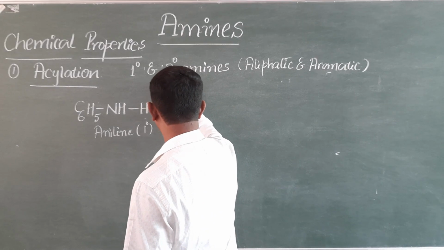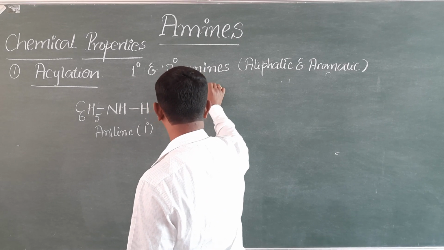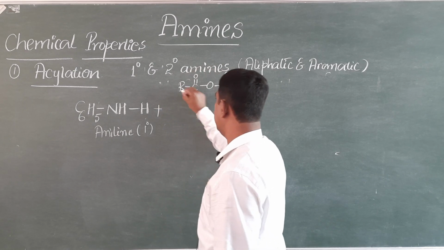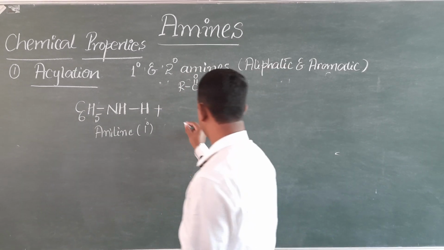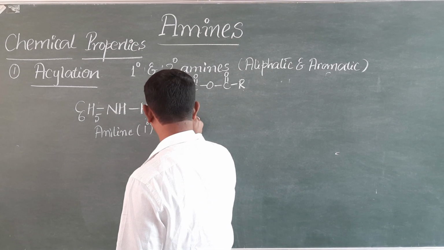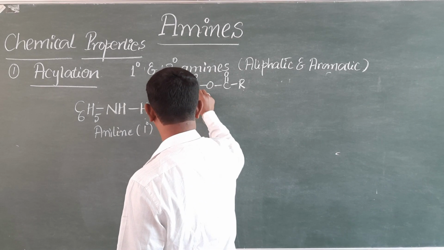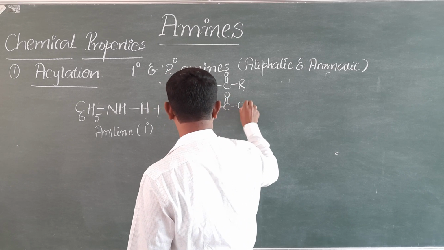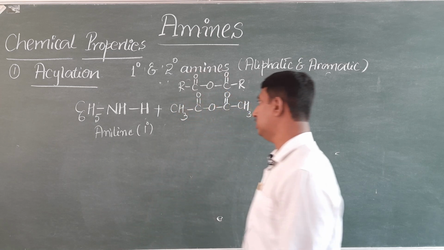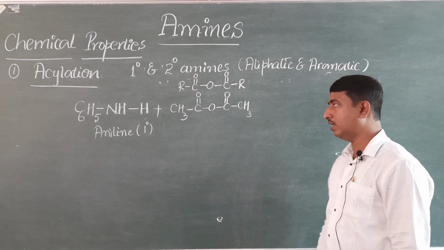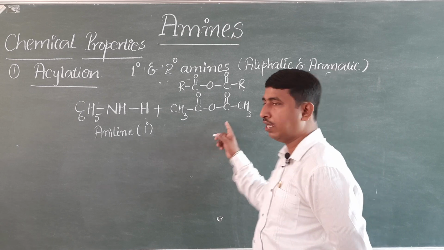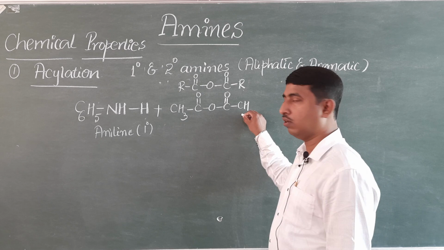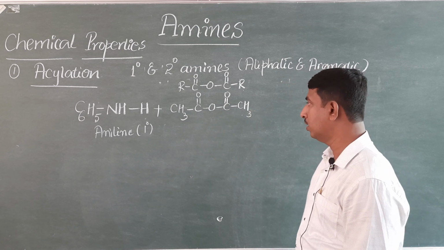See, when it is made to react with, I will take acid anhydride. The formula of acid anhydride is R-C double bond O-O-C double bond O-R. In the place of R, we can write CH3. So this is CH3-C double bond O-O-C double bond O-CH3. This is an example of an acid anhydride, and it is obtained by heating 2 molecules of acetic acid.